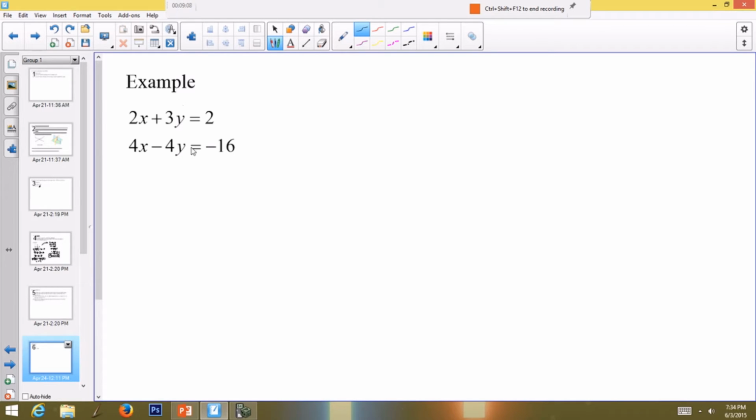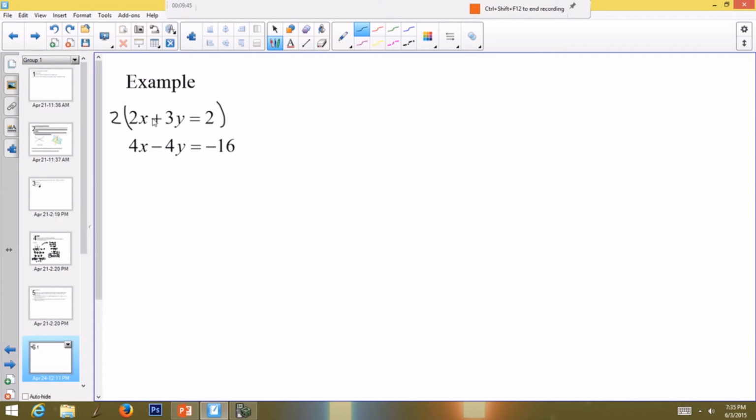Well, I could cancel out my y's if I wanted to. I could find the least common multiple between 3 and 4, and the least common multiple between 3 and 4 is 12, and so I would multiply this whole equation by 4, and this whole equation by 3, and I get 12s here, and they would cancel out, and I'd be left with just x. But I see that I lead off with a 2 and a 4. Well, 4 is the least common multiple of 2 and 4. So instead of multiplying both equations by a scalar, I only have to multiply this equation by the scalar 2.